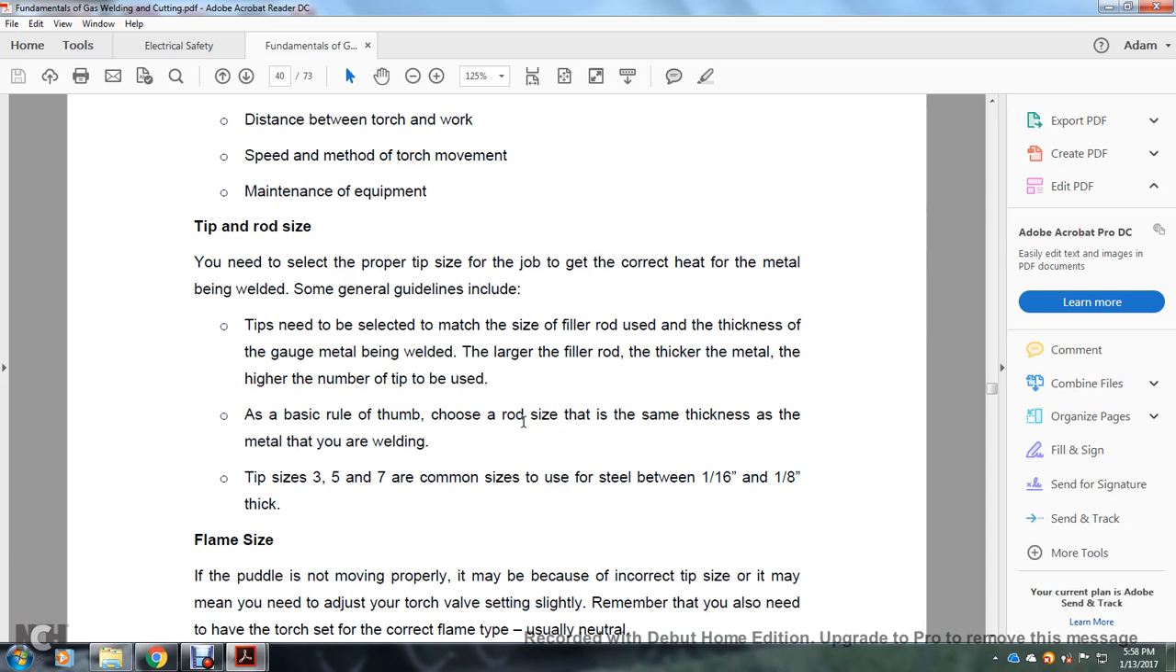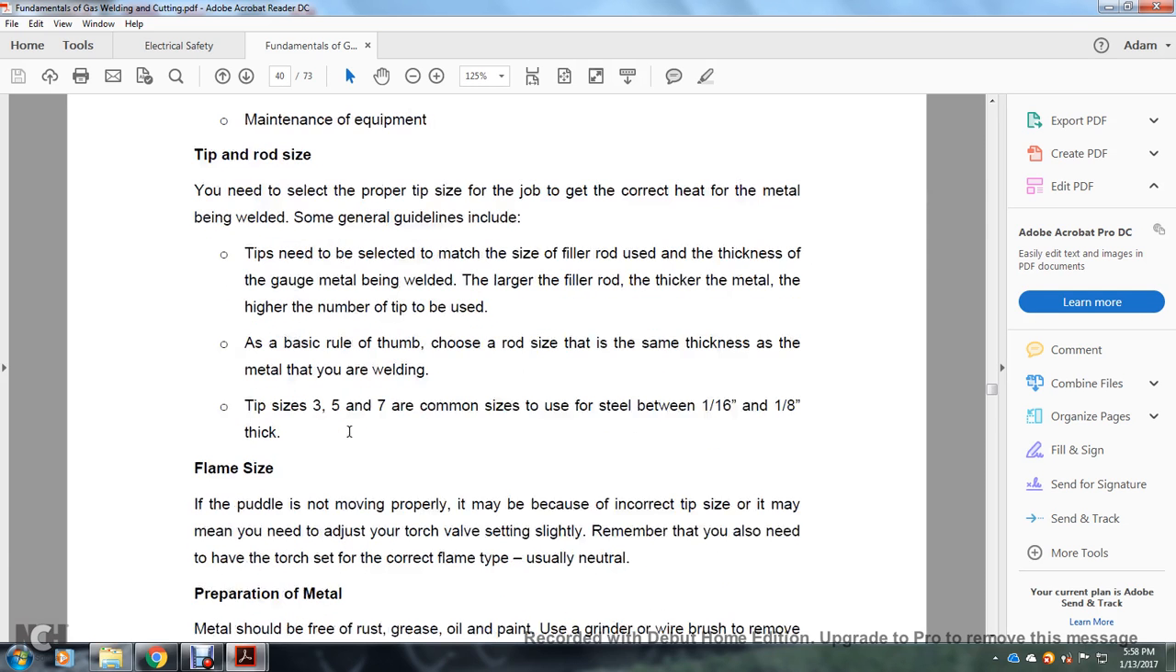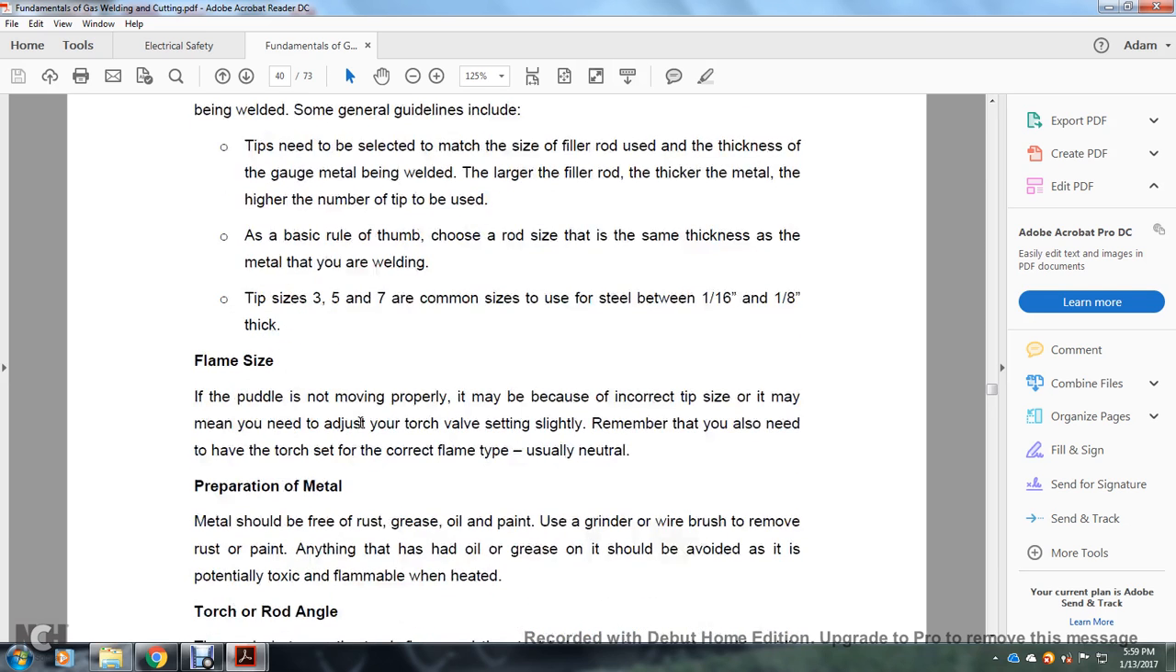The basic rule of thumb: choose a rod of the same thickness as the metal to be welded. The common tip sizes 3, 5, and 7 are usually used for steel between 1/16 and 1/8 of an inch thick.